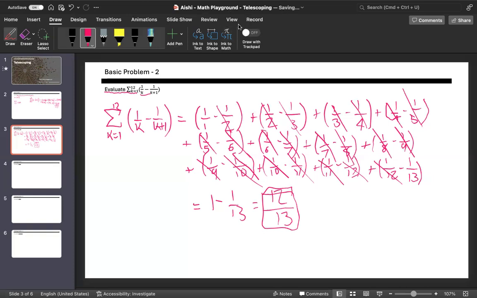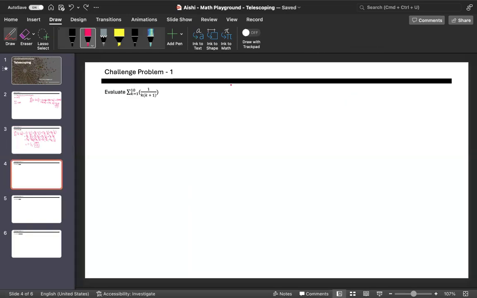Okay, now for the challenge problems. Challenge problems, survival game. Here we come. Okay. Challenge problem number 1. Evaluate sigma of 1 by k times k plus 1. Least value of k is 1 and greatest value of k is 10. Okay, so let's see how this works.